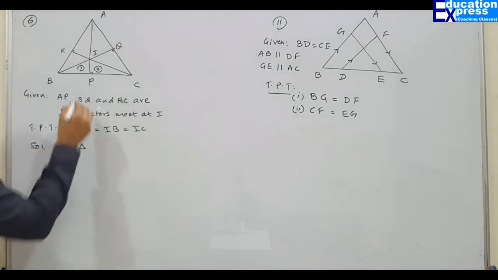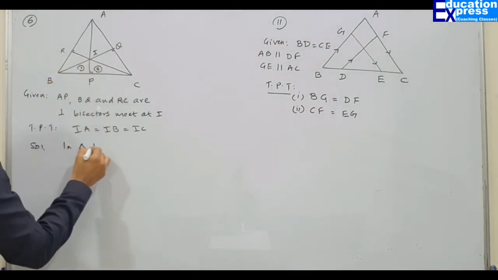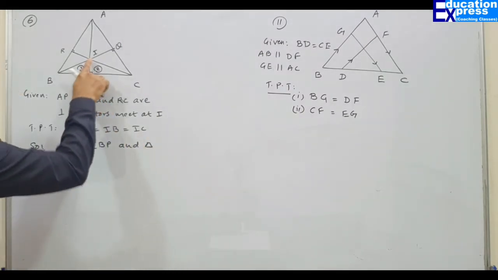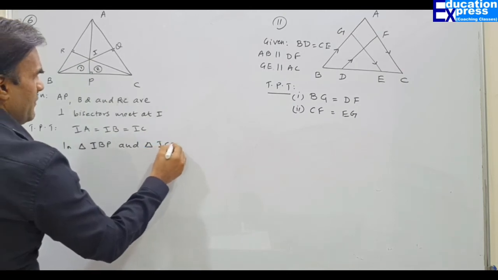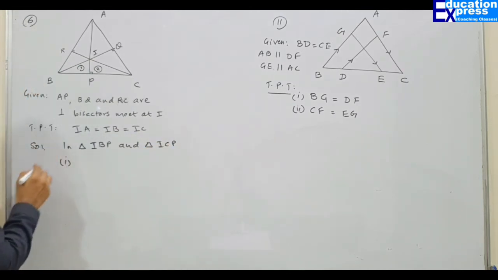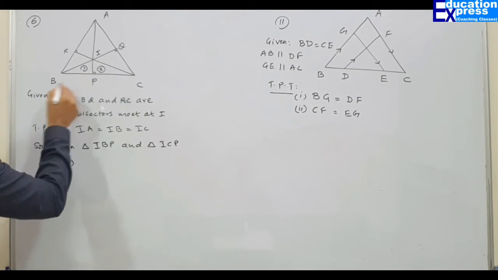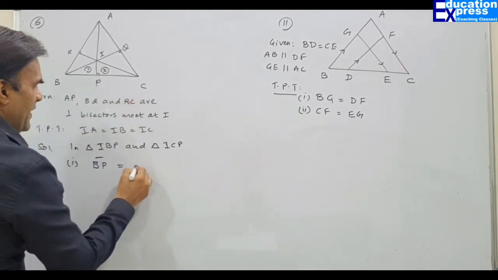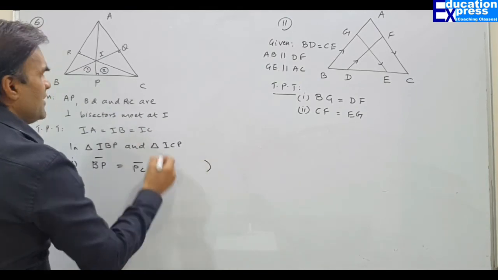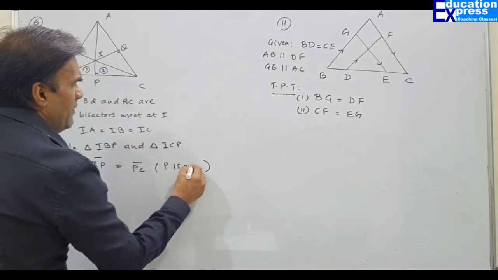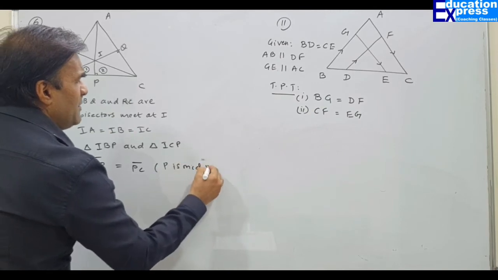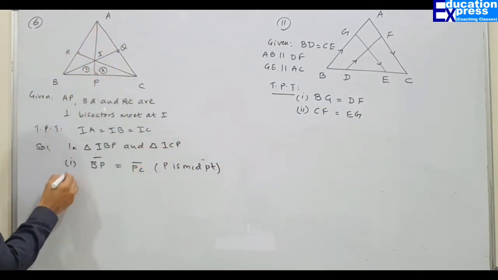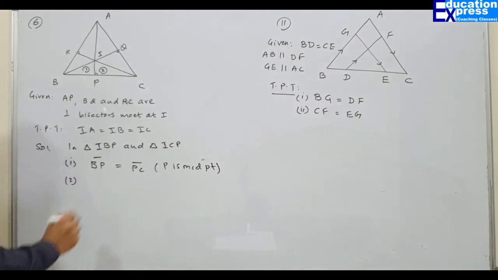So solution. In triangle IBP and triangle ICP. Tell me guys, what is there? Sir, point number 1. Side BP equals side PC. Right. Why? So P is midpoint. Absolutely right. Why is it a midpoint? Because AP is a perpendicular bisector. Perfect. Absolutely right. Point number 2.